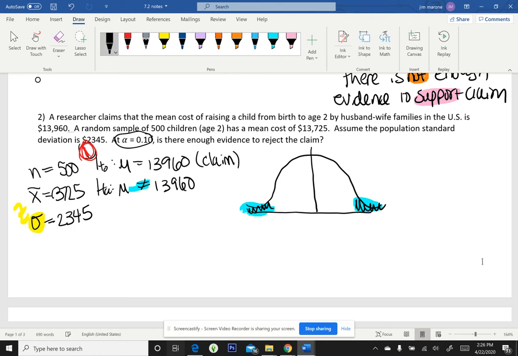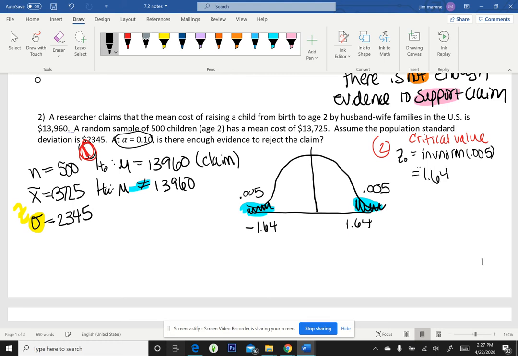Alpha is 0.010, so each of these tails is 0.005. So to find this, we do the inverse norm of 0.005. I get negative 1.64, but I also need a positive 1.64. So remember, we find that z sub 0, I'm sorry, that is the critical value, and it's found with the inverse norm of 0.005, and that's 1.64. Negative 1.64, but we always need the positive and the negative if it's a two-tail.